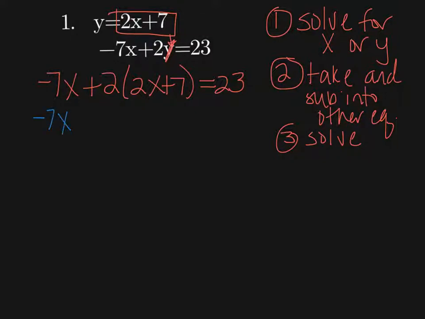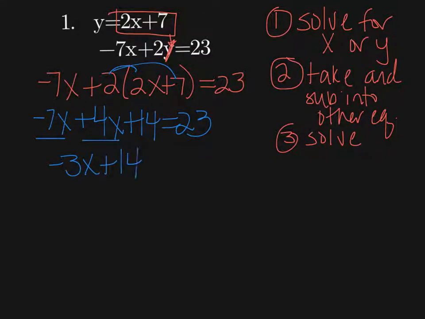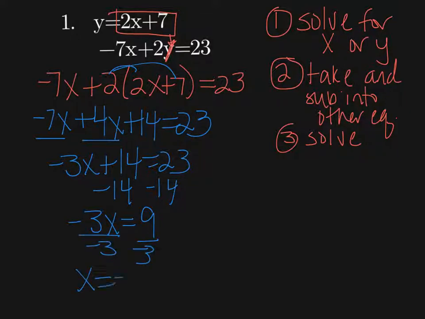So negative 7x, I'm going to distribute my 2, and I get 4x plus 14 equals 23. All right, so now I have like terms. So negative 7x and 4x is negative 3x plus 14 equals 23. Now it's a two-step equation. And that gives me 9. Divide by negative 3. And so x equals negative 3. Now I'm going to start my answer. That's my x value, so I'm going to put it where x would go.